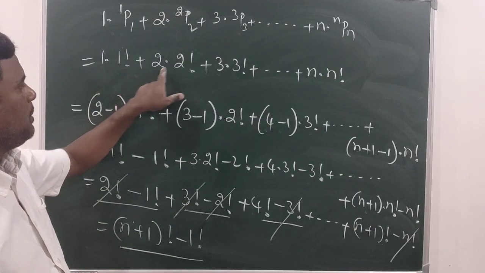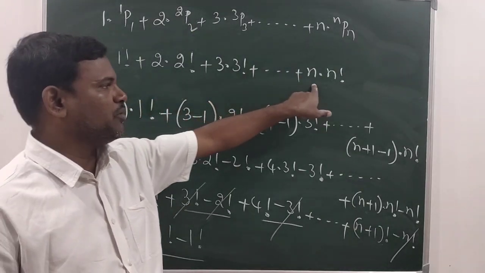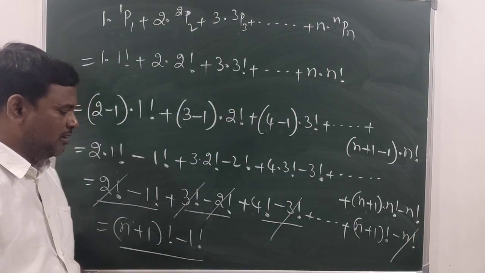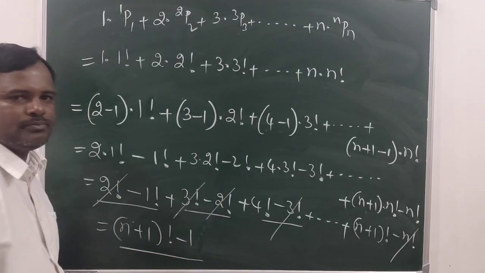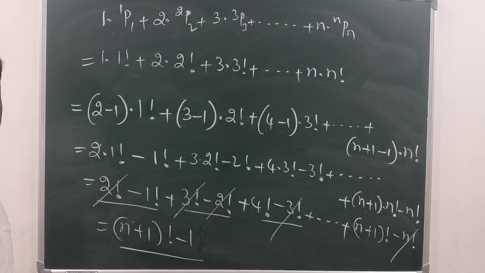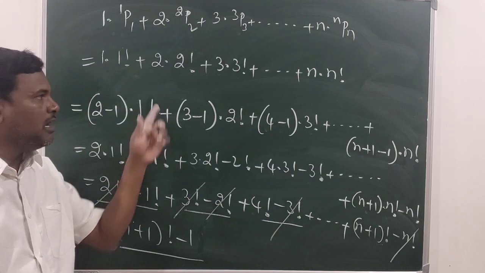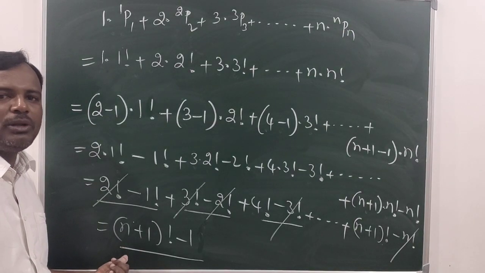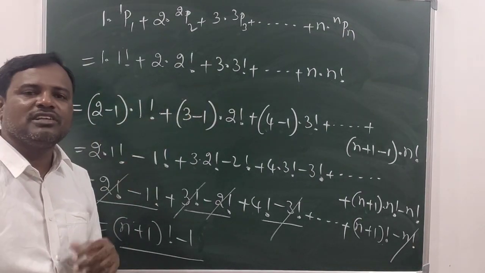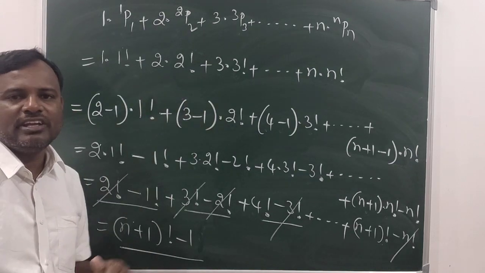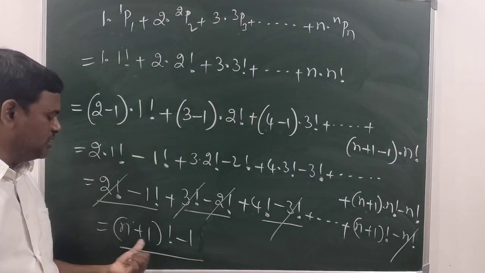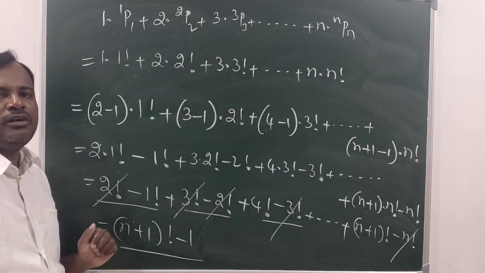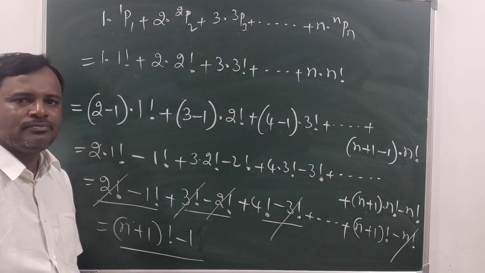So 1 into 1 factorial plus 2 into 2 factorial plus 3 into 3 factorial and so on, n into n factorial can be written as n plus 1 factorial minus 1. 1 factorial can also be written as 1. So in the question paper, we may get something like simplify this up to 10 factorial, which means in place of n you have to replace 10. They may ask us up to 50, 50 into 50 factorial. Just replace n by 50. Like that, you can answer this kind of questions. Thank you.